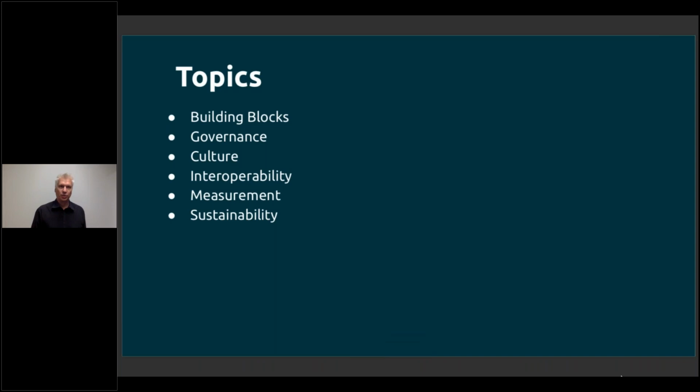So some of the key topics for today, we go through the main building blocks. We focus on the governance aspect, how to consider getting some structure around the ecosystem orchestration and development. We look at the cultural aspects, building interoperability and interoperability in general, measurements and sustainability for long-term development.